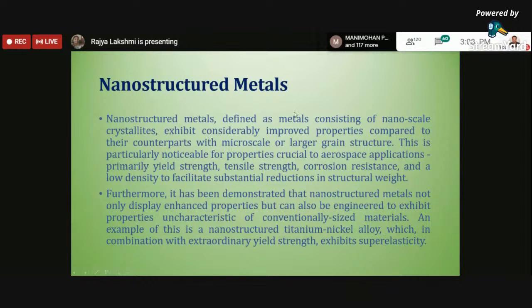Because of this nanoscale crystalline structure, people have observed properties which are very crucial to aerospace applications, especially yield strength, tensile strength, corrosion resistance, and a low density to facilitate substantial reduction in structural weight. This is very, very important. The complete weight of the aircraft should be as low as possible, so we need to work in such a way.